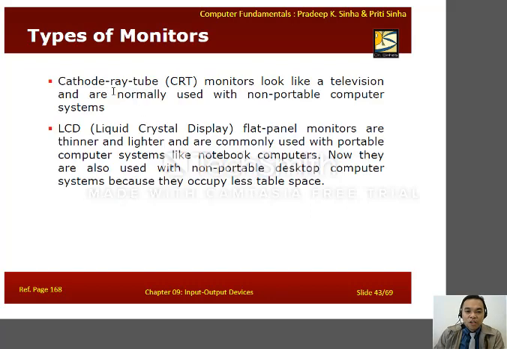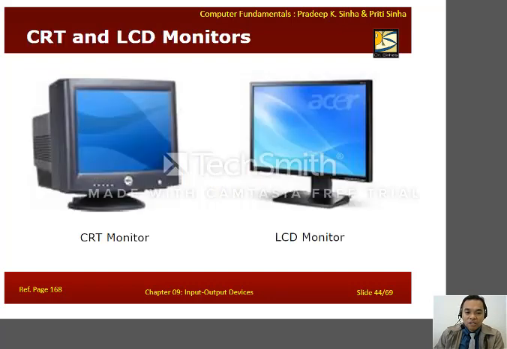We have two types of monitors. We have cathode ray tube monitors, which look like a television and are normally used with non-portable computers. The other type is LCD, or liquid crystal display. These monitors are flat panel, thinner and lighter, and commonly used with portable computers like notebook computers. Have a look at this. This is the CRT monitor and this one is the LCD monitor.